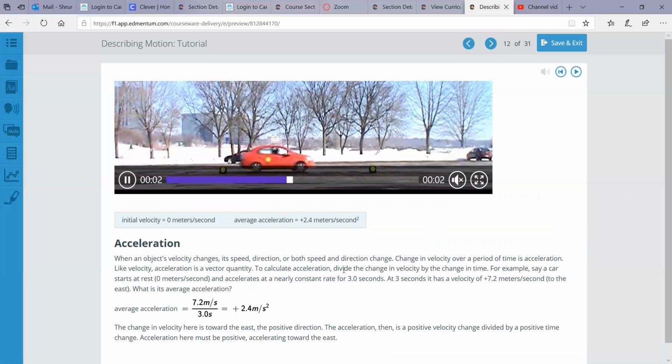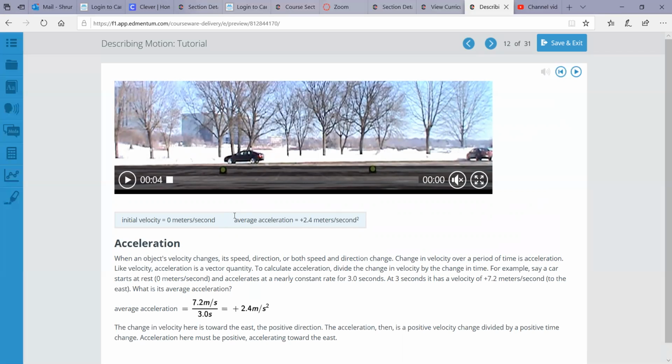Acceleration is a step further. It tells you even more information. When an object's velocity changes, its speed, direction, or both speed and direction change. So a change in velocity over a period of time is acceleration. Acceleration tells you how fast the velocity is changing over a period of time.